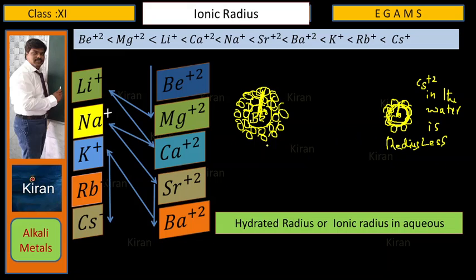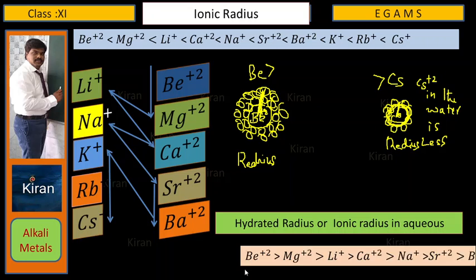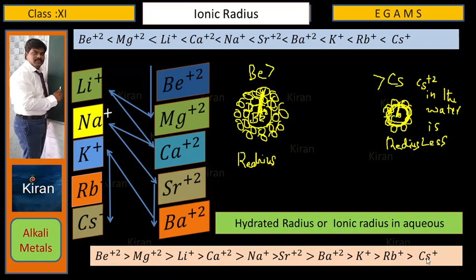But beryllium ion in the water, its radius is high. That is the reason, from beryllium to cesium, when you move in the water, cesium has the smaller radius and beryllium has the bigger radius. This is about the ionic radius without water. With water, what is the hydrated radius? I am going to show you. See here: less than here, greater than here. This important point you are going to observe: ionic radius without water, ionic radius with water.